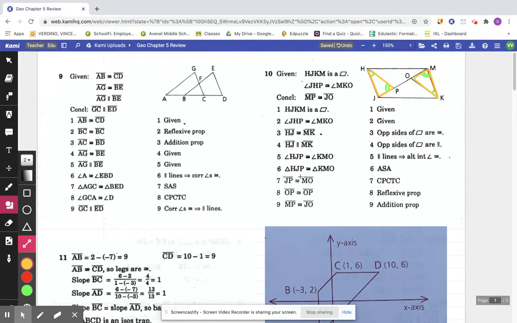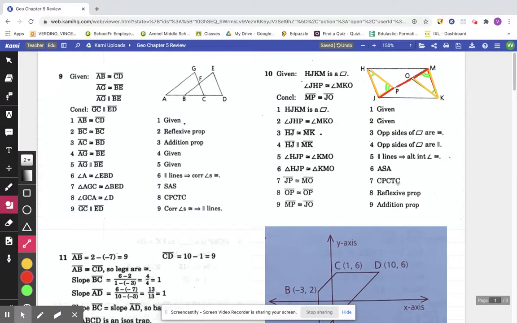Next, we could say JP is congruent to MO. And that's going to be corresponding parts of congruent triangles, meaning that their other parts are also congruent. So this line we can say is now congruent. JP is congruent to MO because of the corresponding parts. We could also say OP is congruent to OP.